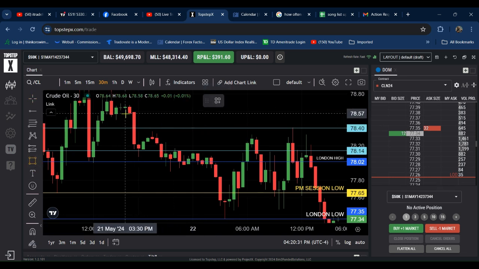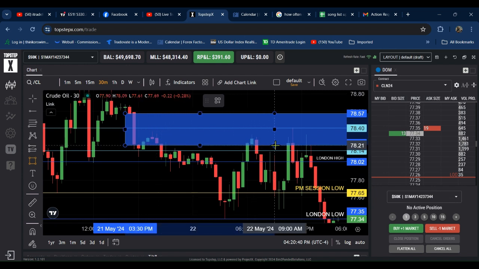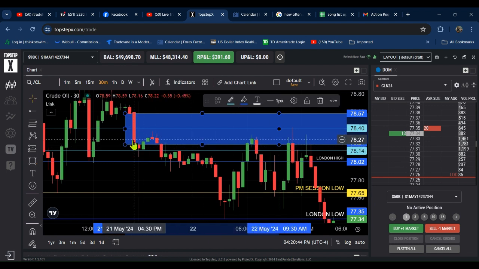I want to draw your attention to a little spot I've identified. I actually took this trade today. Let me get these blue dots way out of the way for you. Okay, so right there, this candle created a fair value gap.